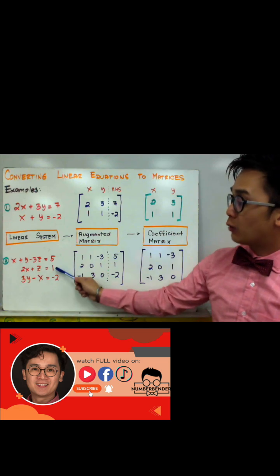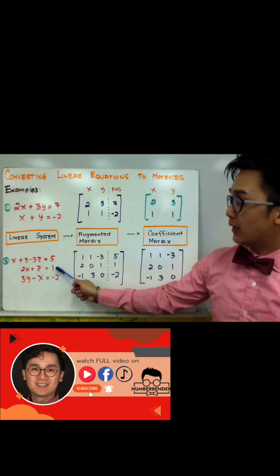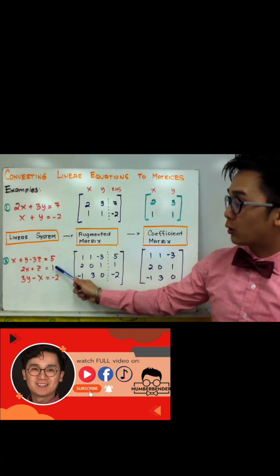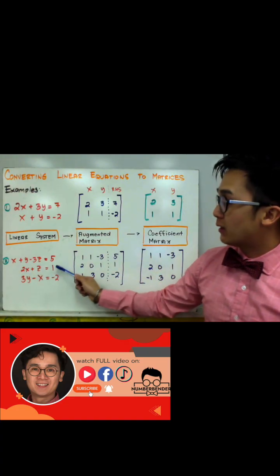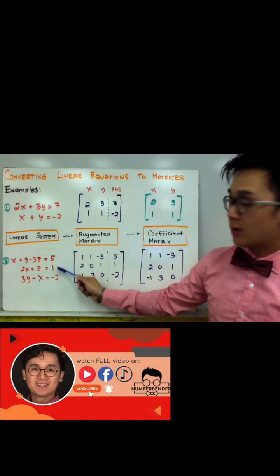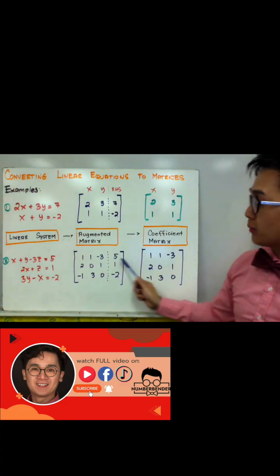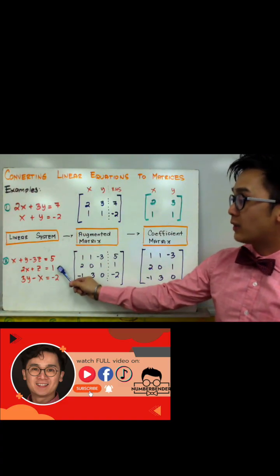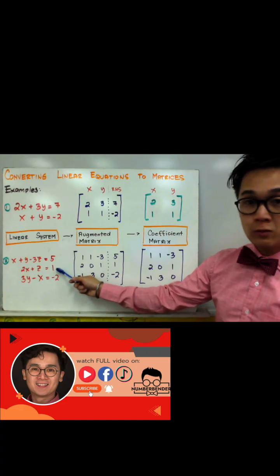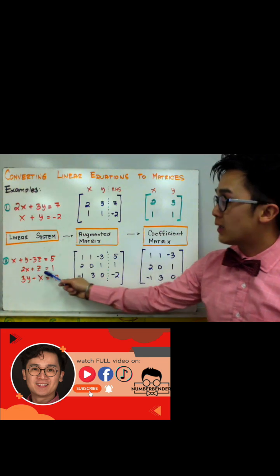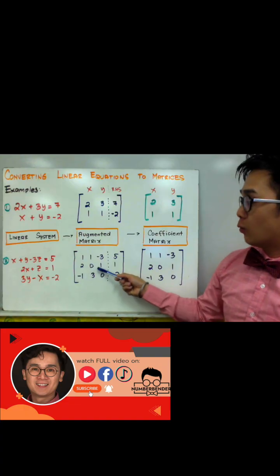Now for the second row, we have a missing variable. Notice that we don't have the y variable. It is very important that you know the placeholder of each variable, because if you mistook this particular linear equation as 0, 2, 1, 1, then your matrix will no longer be valid. So make sure that you know what is the missing variable in your given linear system. For linear equation number 2, we are missing a y. So to change this into an augmented matrix, we'll have 2, 0, 1, and 1.